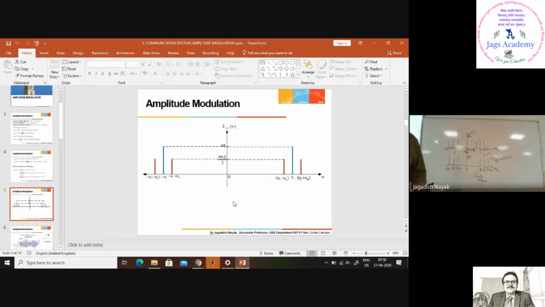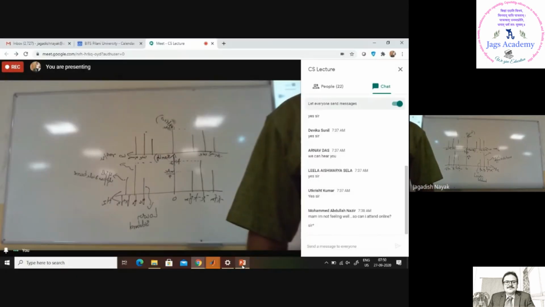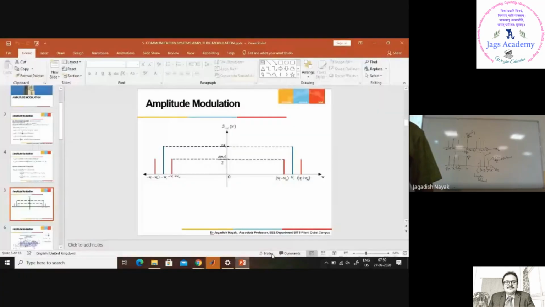Is it fine? You are understanding this? This spectrum is very important, right? What you see is the spectrum of the EM wave. Now, have you understood how to see this spectrum?